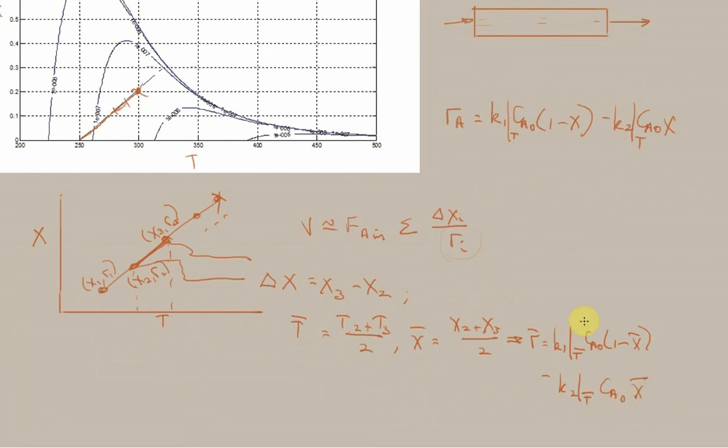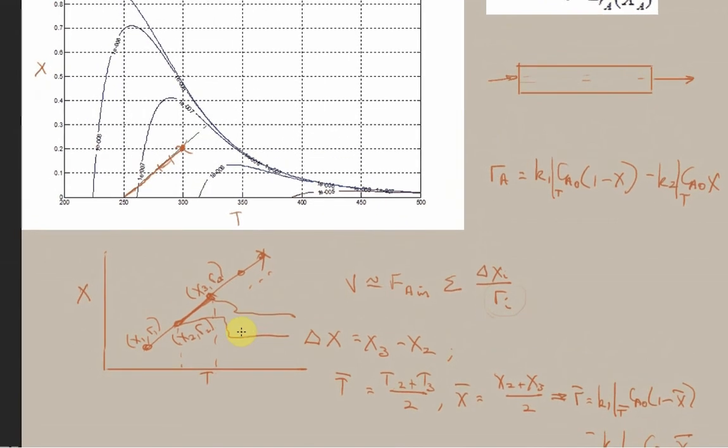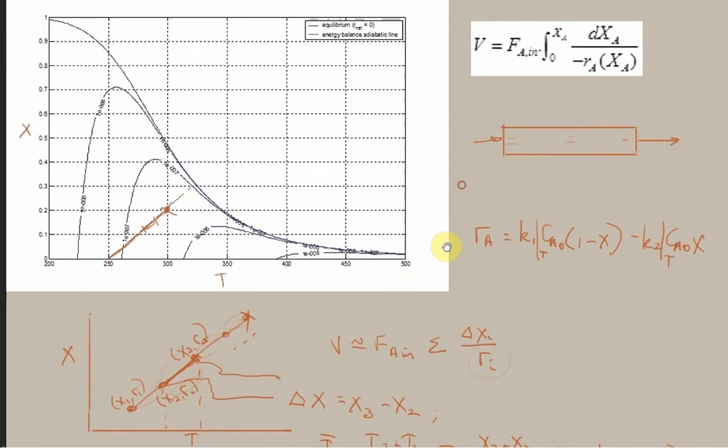So we can approximate the rate over that interval, and we do know the difference in conversion there. So we just stick those into this equation, and so that's the contribution from this part of that line. And so we do that for each part, and we just add all those up, and that value will be the volume of the plug flow reactor required.